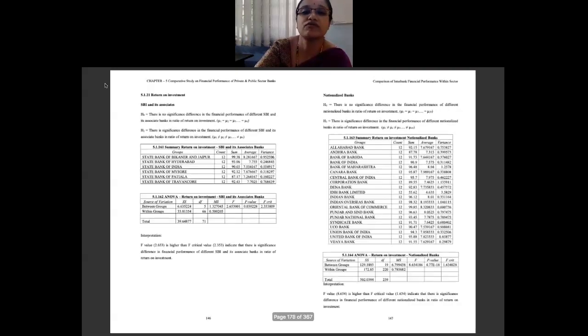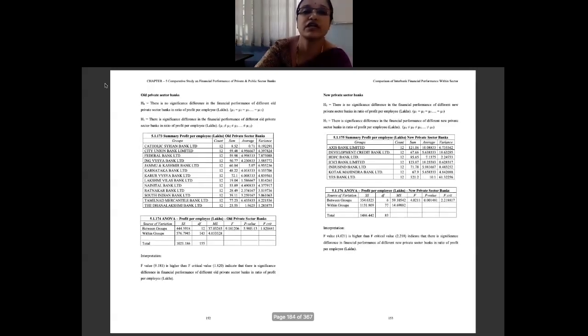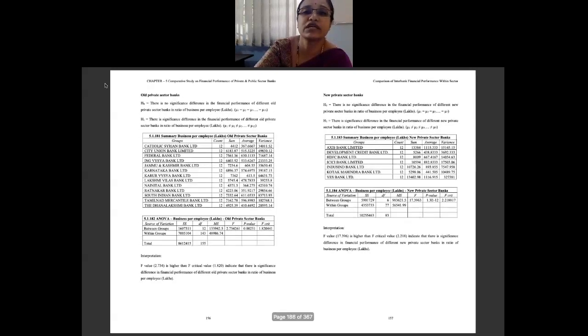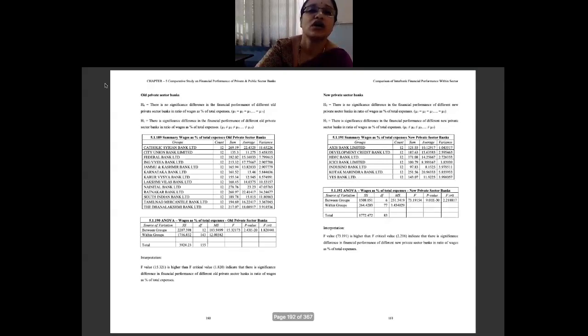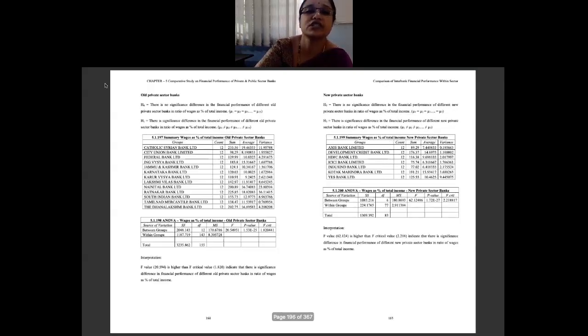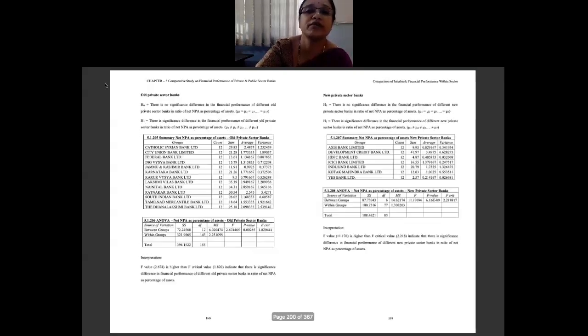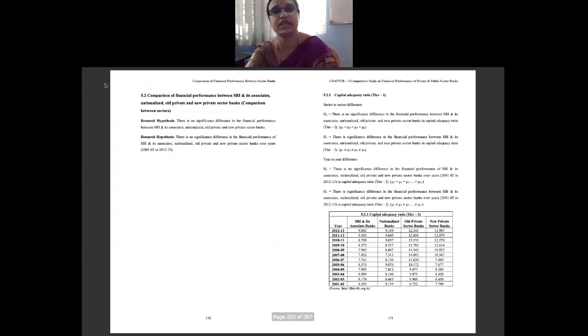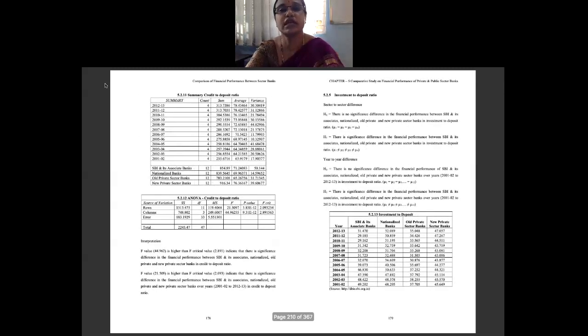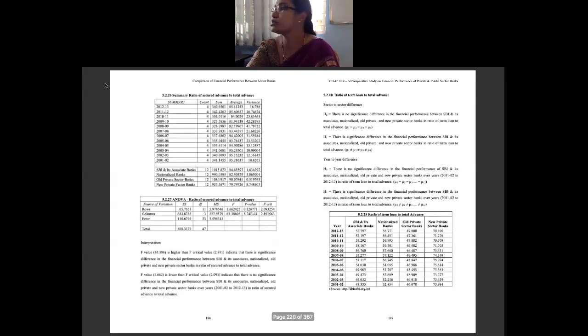For each and everything, they have taken return on investment, they've taken capital adequacy ratio, they've taken wages, they have taken NPA, so different variables they have taken. Based on that, the entire data analysis goes through.